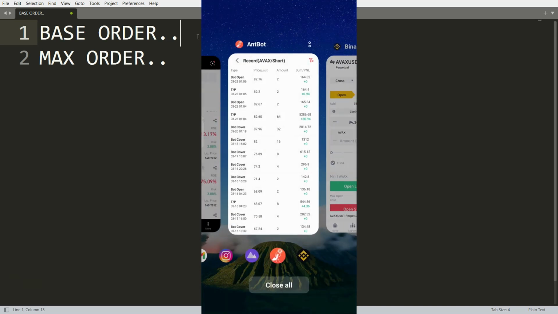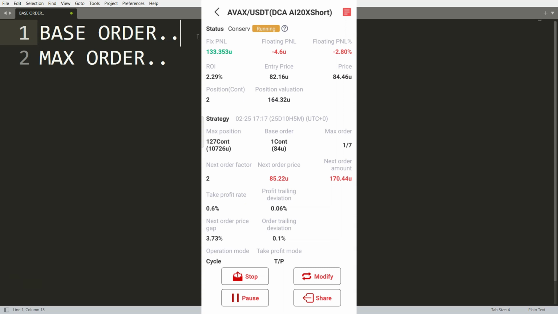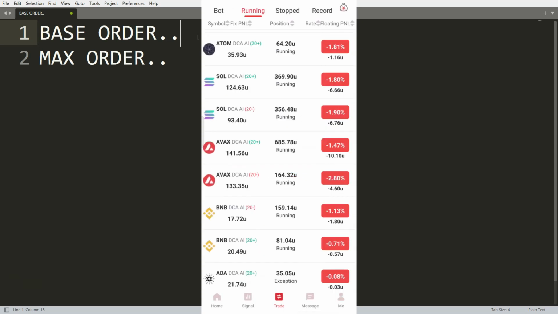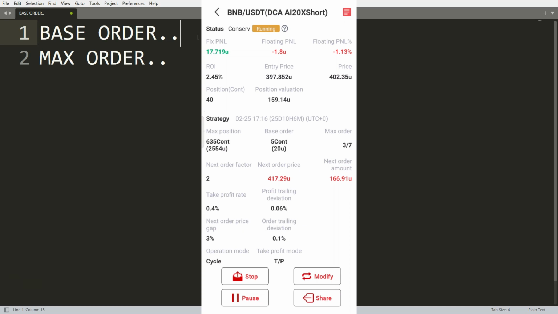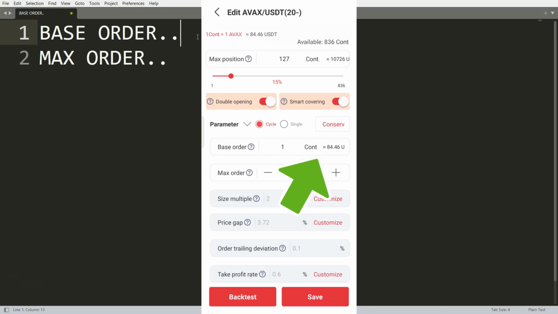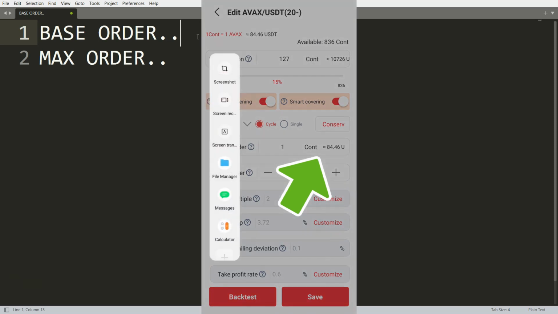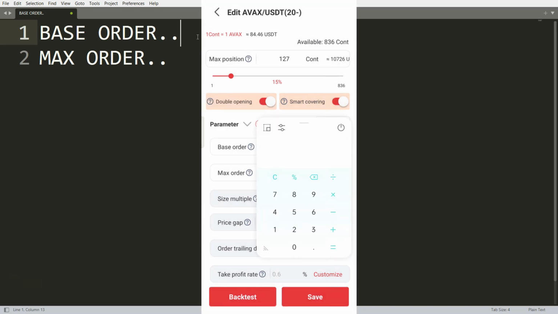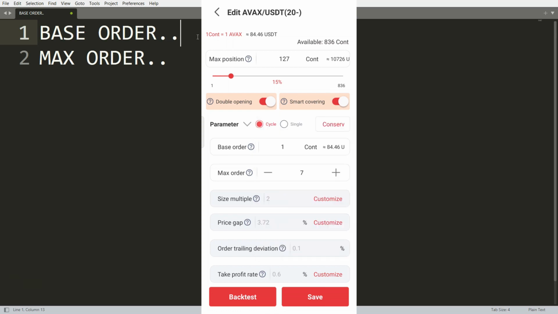So, you know, if you want to be safer, if you don't want to see high floating loss, you can find a coin with a lower base order. If you see the AVAX here, you can see the contract. One AVAX is 84 USDT. And this is 20x, guys. So 84 divided by 20, it's around $4. You can see that.